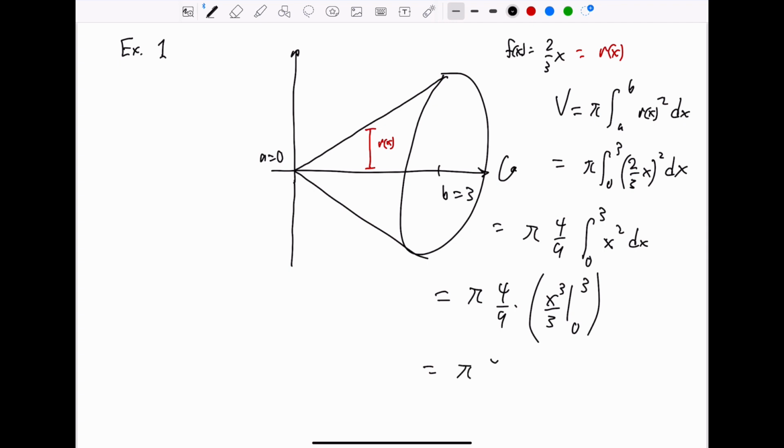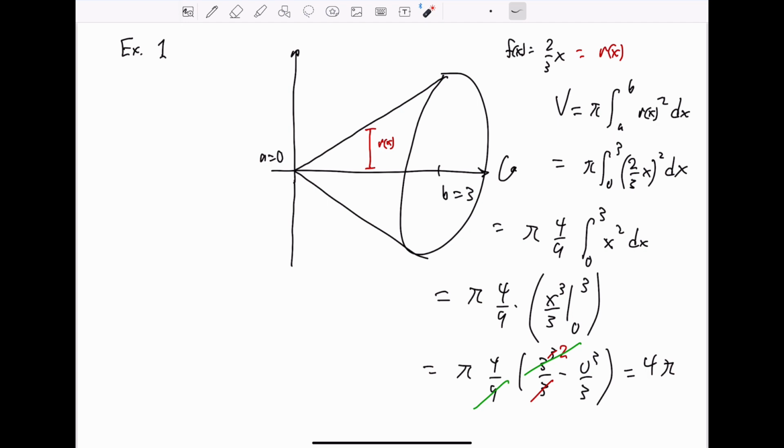And we have pi times 4 over 9 times 3 cubed over 3 minus 0 cubed over 3. And we can simplify this a little bit further. 3 cubed divided by 3, I can cancel a 3 and get 3 squared. And 3 squared is simply 9. So notice that I have a 9 here in the denominator. That can cancel with the 3 squared up here, and I have pi times 4. That's the final answer. So 4 pi is the volume of this cone.